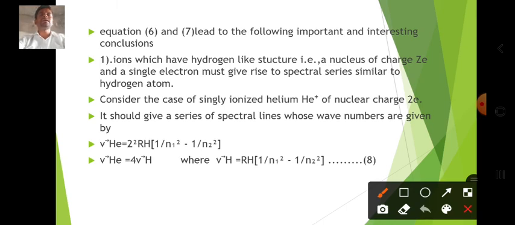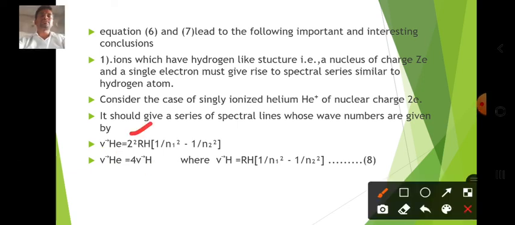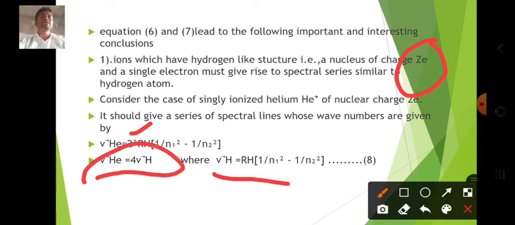In this case, the wave number nu bar for helium, with suffix He, is 2 square, because the Z number is 2, times 1 by n1 square minus 1 by n2 square. See, it is 4 times greater compared to the hydrogen wave number.